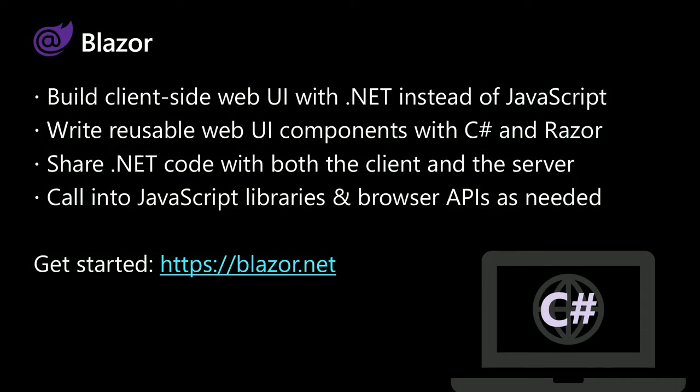Blazor is a client-side UI framework where you get to write .NET and C# code instead of writing JavaScript. You write reusable web UI components with C# and with Razor syntax. Razor is the templating engine that we use in ASP.NET. It's basically a combination of HTML and C#. You can share your code between the client and the server. If you have common domain objects or validation logic, you can use that on both sides of the wire. And if you still need to call into JavaScript, like if you have existing JavaScript libraries that you want to use, or you want to call into some native browser API, there are facilities for doing JavaScript interop as well.